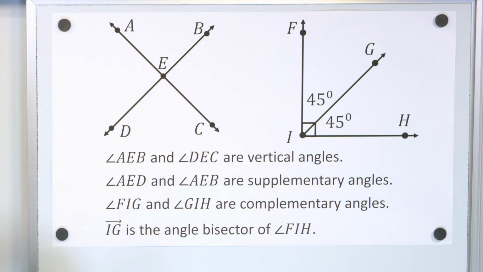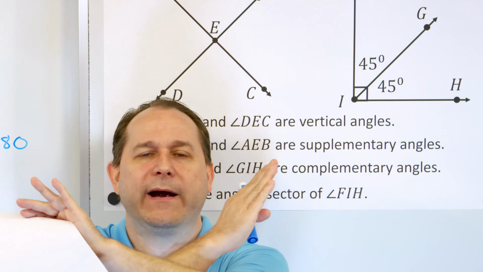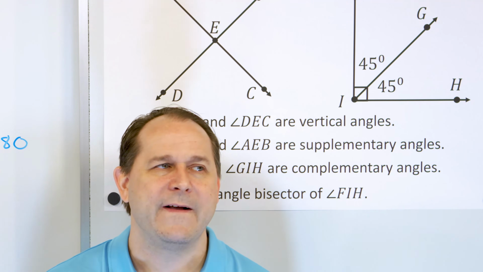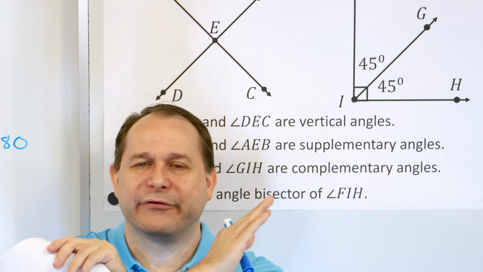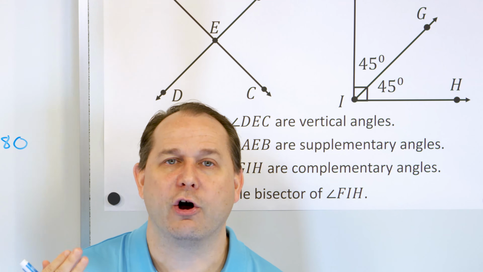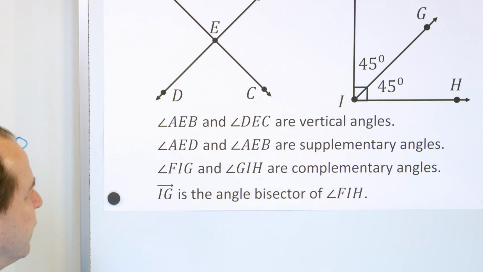So we have 4 definitions we're going to use in this lesson. The first one is just when angles are vertical. Literally look for an X anywhere with 2 lines. The opposite angles we call vertical angles. I would prefer to call them opposite angles, it makes more sense, or X angles or something. The opposite angles are called vertical and they're always equal to each other. Always.